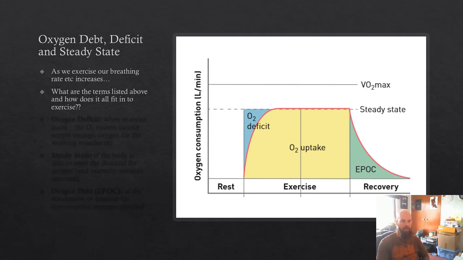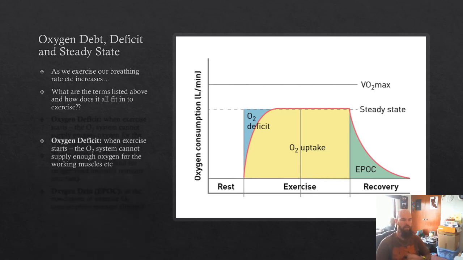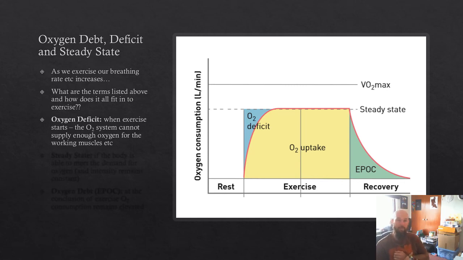Okay, so where do all these terms, VO2 max, steady state, oxygen uptake, or O2 uptake, where do they all fit in? You guys are going to need to know it for the exams, if you have exams. Okay, so oxygen deficit is at the beginning of the event or exercise or activity, where the oxygen system isn't able to supply enough oxygen for the muscles to create the energy.